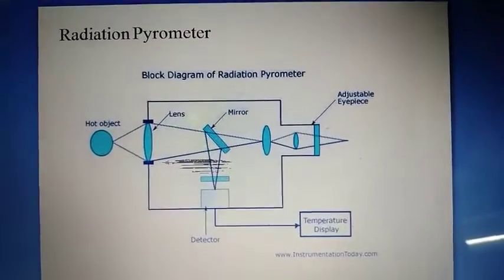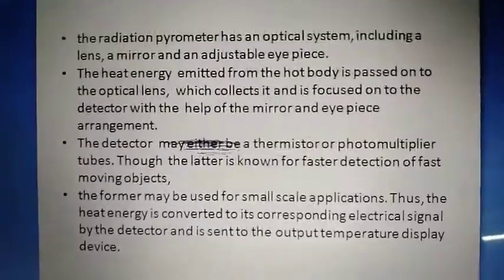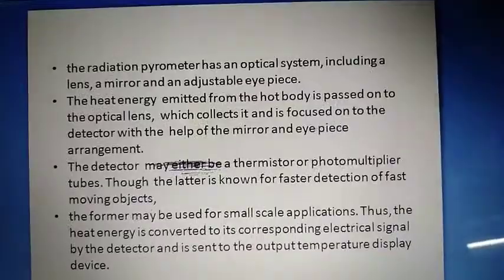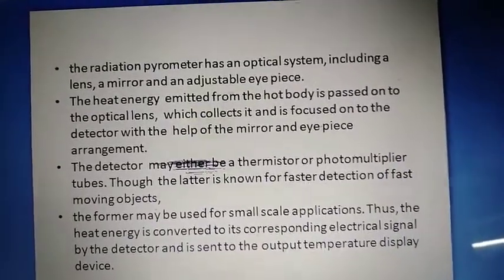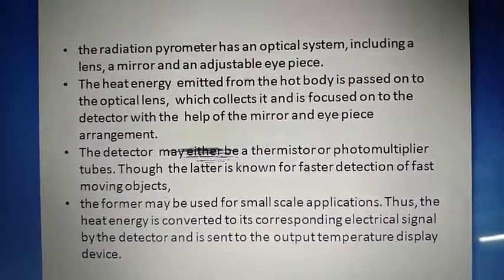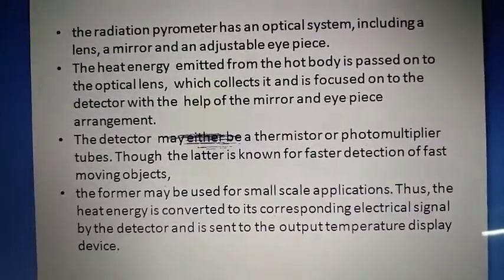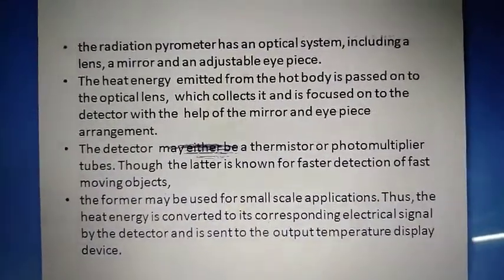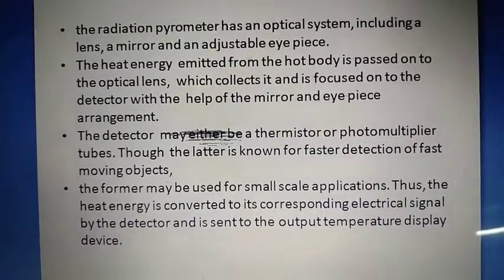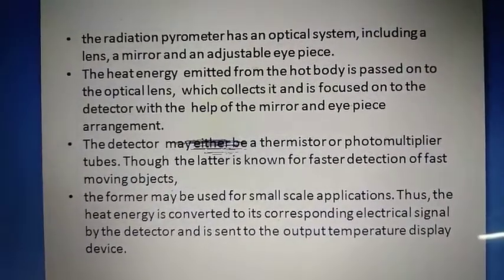Now let's see the construction details of the radiation pyrometer. The radiation pyrometer has an optical system, where focal lenses are normally used to focus the radiation energy at one place, including a lens, mirror and adjustable eyepiece. The heat energy emitted from a hot body passes to the optical lens, which collects it and focuses it on the detector, that is the thermocouple, with the help of the mirror and eyepiece.